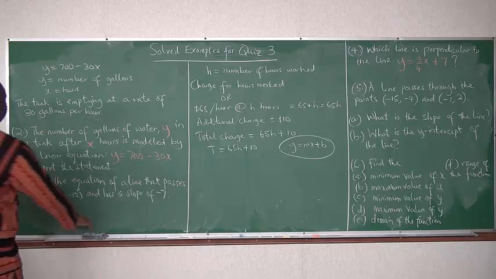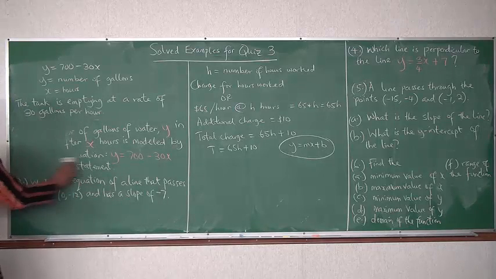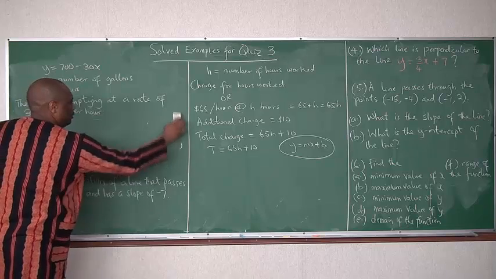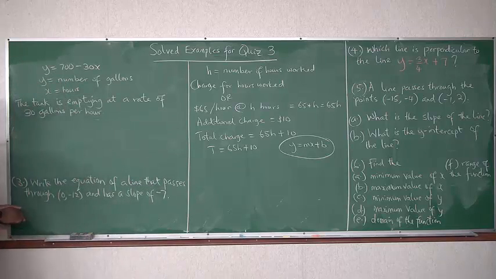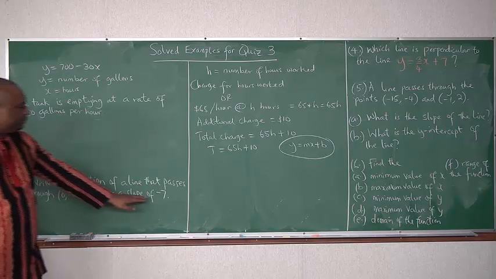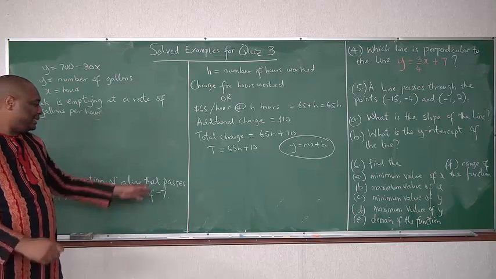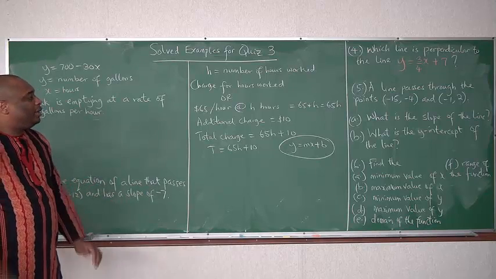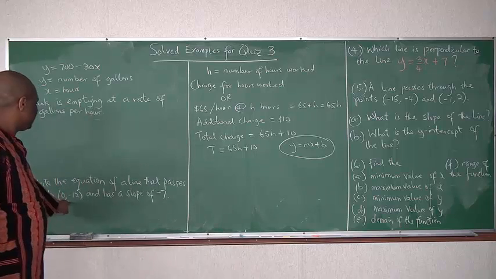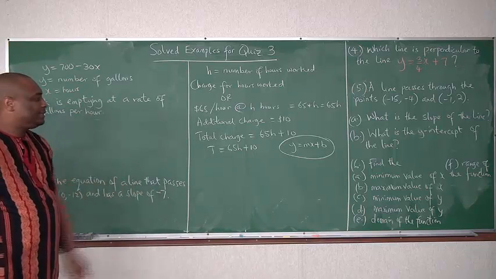Question 3 says, write the equation of a line that passes through 0 and negative 12. So this is the point. It passes through this point and it has a slope of negative 7. So that's the negative slope. How do we write this equation?